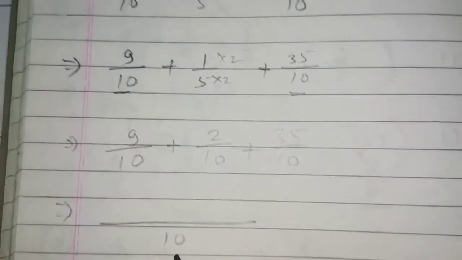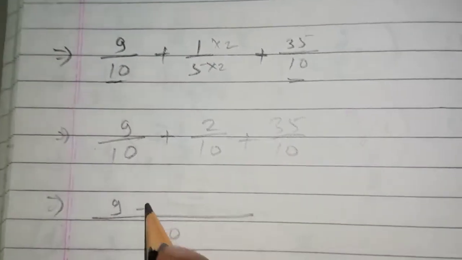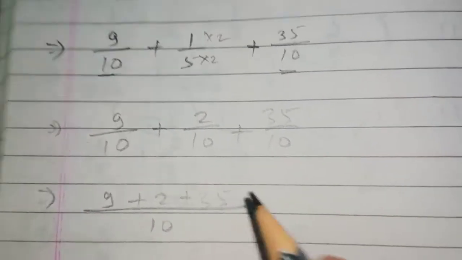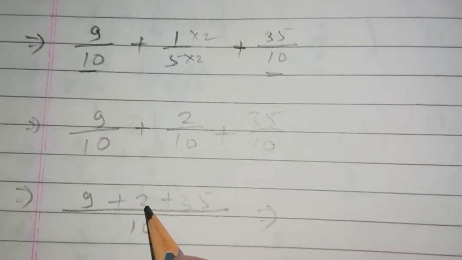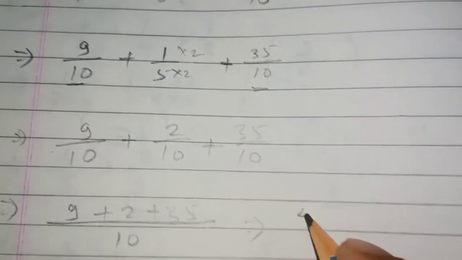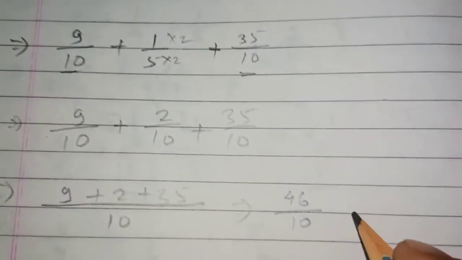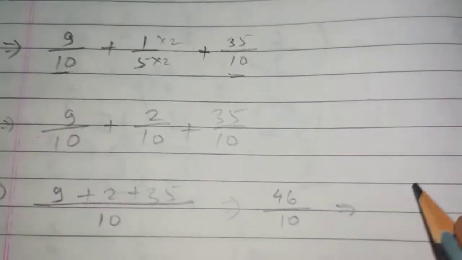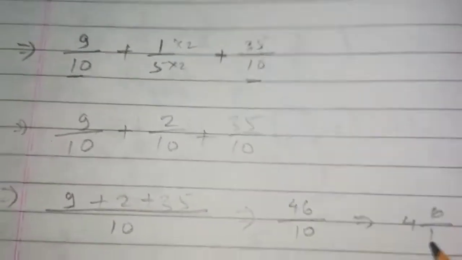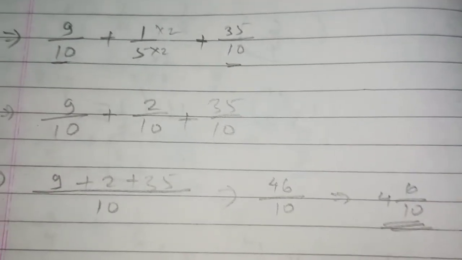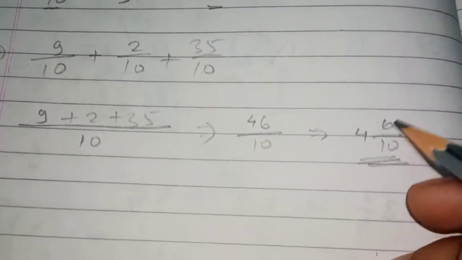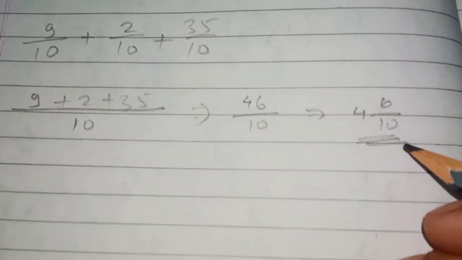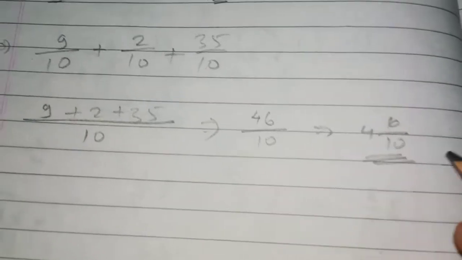Then we will write 10 in the denominator and add the numerators. So 35 plus 2 is 37, 37 plus 9 is 46 by 10. Now we will convert it into a mixed fraction. That will be 4 and 6 by 10. You can further divide this also, 2 threes are 6 and 2 fives are 10. But this answer is also correct.